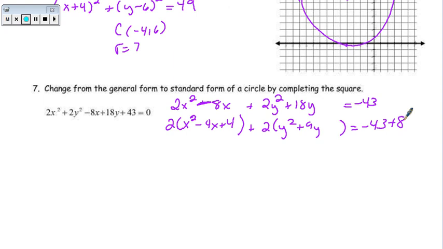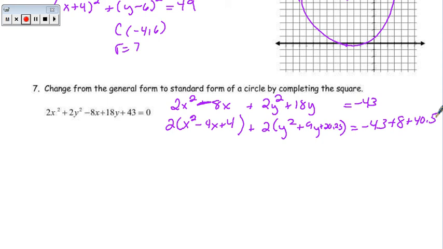Let's try this for the y's. Half of 9 is 4.5. 4.5 squared is 20.25. But again, I'm not just adding 20.25, I'm adding that times 2, so I'm going to add the 40.5 over to the right side.